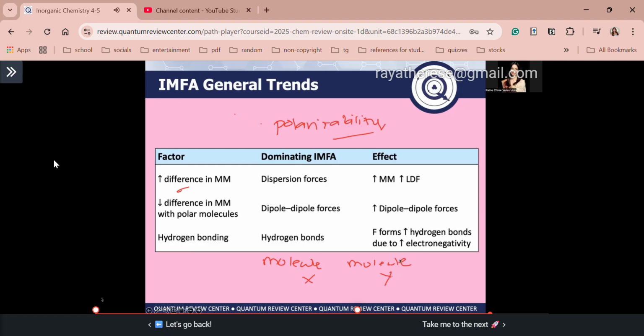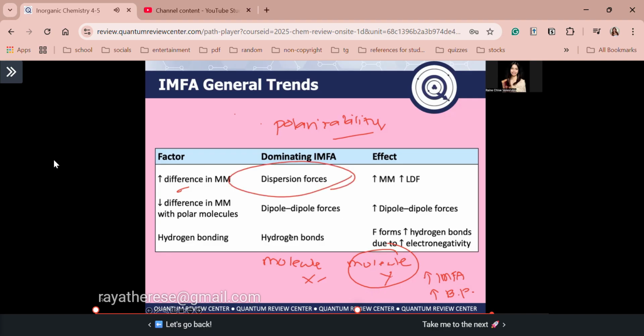So let's say molecule Y has a greater molar mass compared to molecule X. Okay? So we can say that molecule Y has a greater IMFA strength compared to molecule X, or that molecule Y has a higher boiling point than molecule X. And what if you are asked the reason why its boiling point is higher? It's because of dispersion forces. Okay? I hope that's clear.